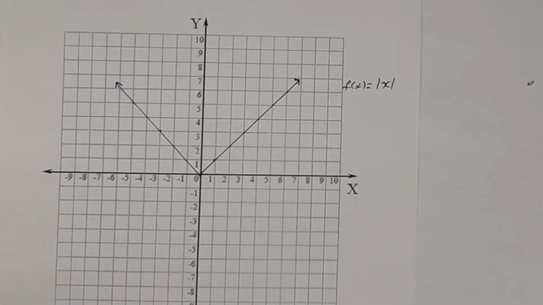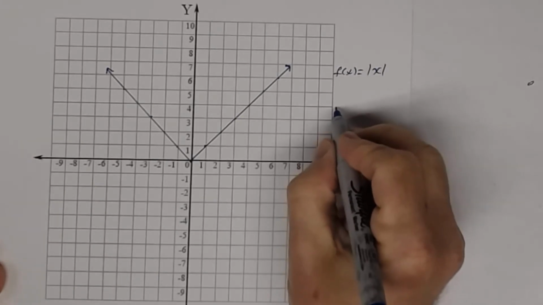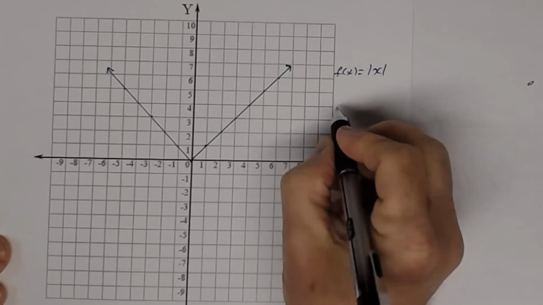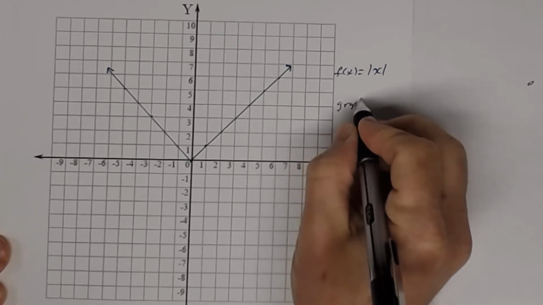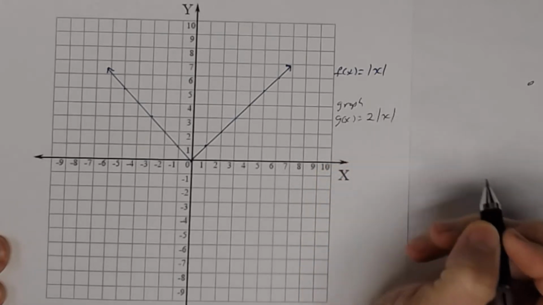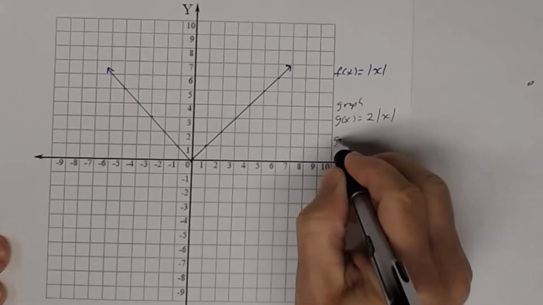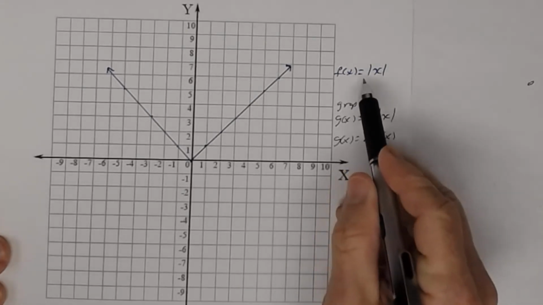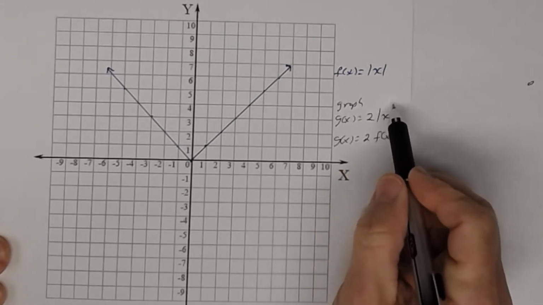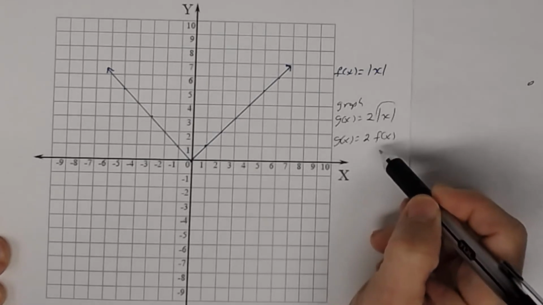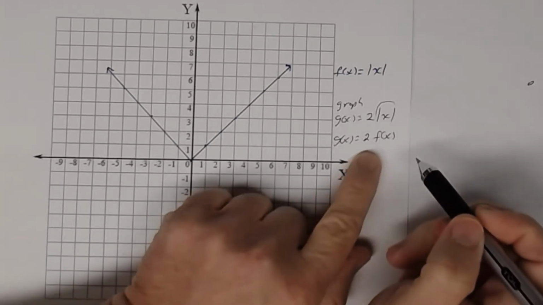Now if I wanted to graph, let's say, g of x, and I'm going to use a different color, g of x, which equals 2 times the absolute value of x. Or in this case, we could say g of x equals 2 times f of x, right? Because f of x is the absolute value of x. So remember what f of x is.